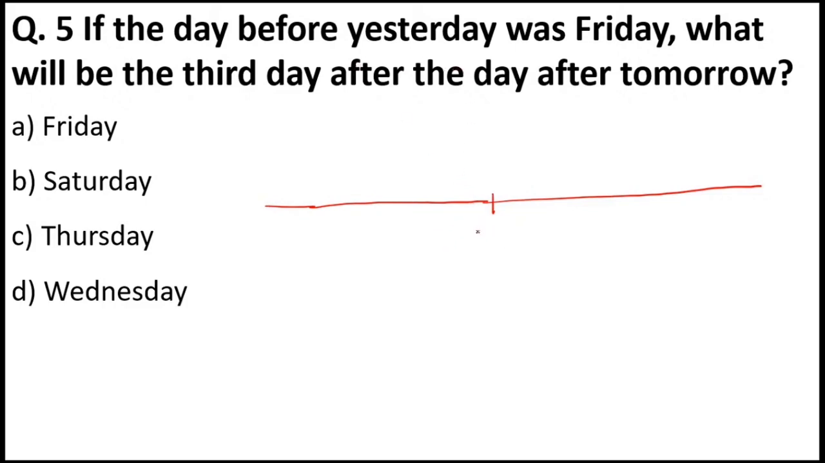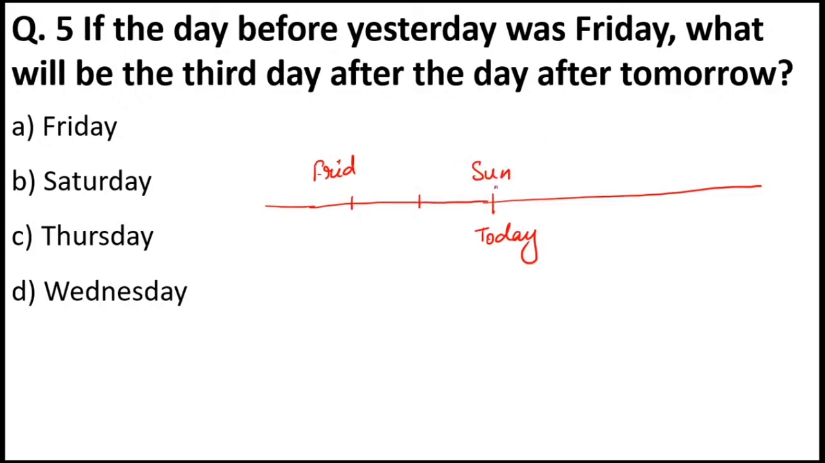Day before yesterday was Friday. So today, this is today. This is the mark for today, and what it is, we don't know. We have to find out. So this is yesterday, and the day before it, what it was, students? It was Friday. Friday, Saturday, Sunday. So today is Sunday. Actually, today is Sunday. So see, beautiful question. Today is Sunday only.